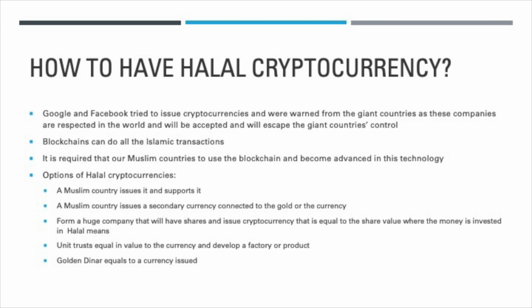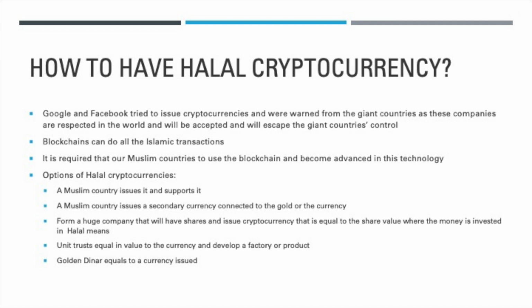How to have a halal cryptocurrency? At some stage, Google and Facebook wanted to issue cryptocurrencies. If Google issued a cryptocurrency, it's a huge company, it will back it up. But they stood in their faces and threatened them if they issued any cryptocurrency. And they ended up not issuing any cryptocurrency. If these two companies had issued a cryptocurrency, people would have purchased it and used it in the market.